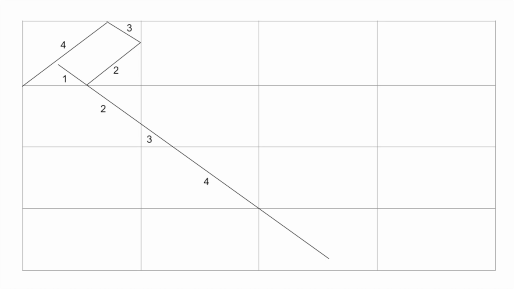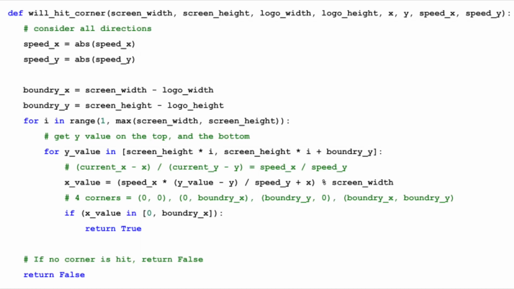The key here is that the motion of the logo remains consistent and linear. It's the unfolding that turns the bounces into a diagonal line. This straight line can now be extended indefinitely, and we can analyze it mathematically to determine if it will pass through a corner of any of these imaginary extended screens. If the line does intersect with a corner, it means that in the real, bounded screen, the logo would eventually hit that corner. Now, let's take a look at the code.